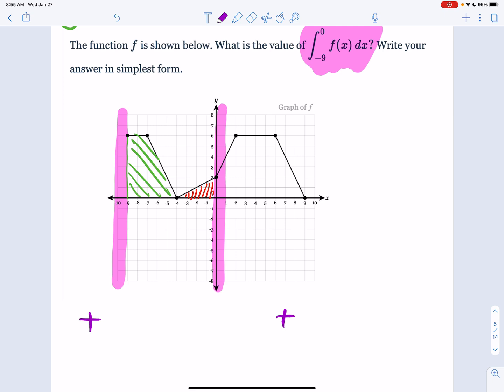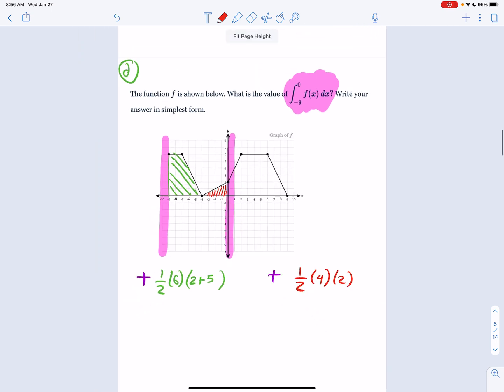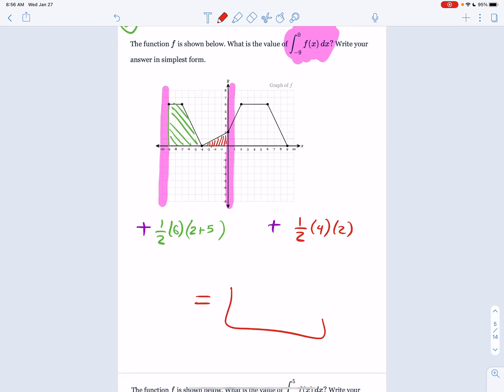So the area of the trapezoid is just 1/2. The height looks like it's 6. And the sum of the two bases, that's going to be 2 plus, I'm counting 5. Okay? Now the area of that triangle is 1/2 the base, which looks like it's 4, and the height looks like it's 2. Okay? And whatever this comes out to, I'll let you guys figure that one out. All right?